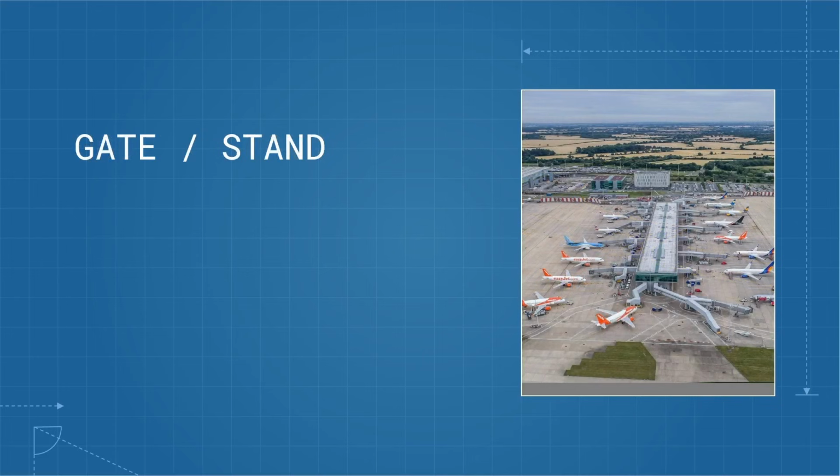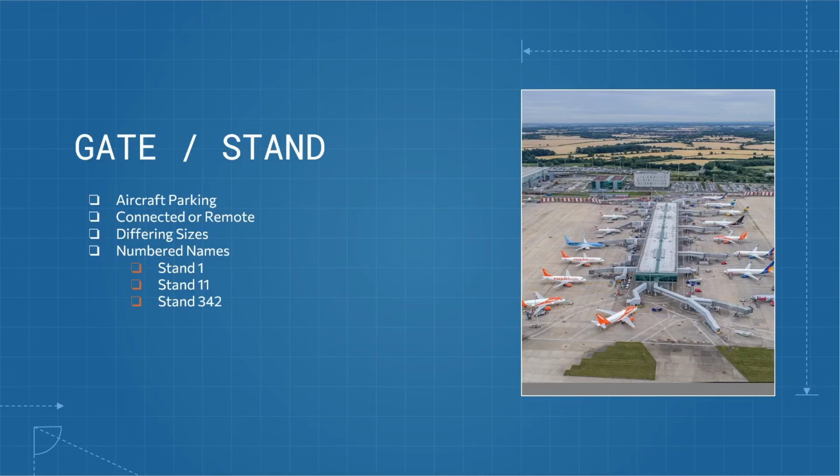Dependent on which country you ask, a gate or a stand is a designated area for aircraft parking. These stands can either be connected, located next to a terminal building, or remote. Airports will often have many different stands, differing sizes and purposes. Stands or gates are named via numbers, for example, Stand 1, Stand 11, and Stand 342.